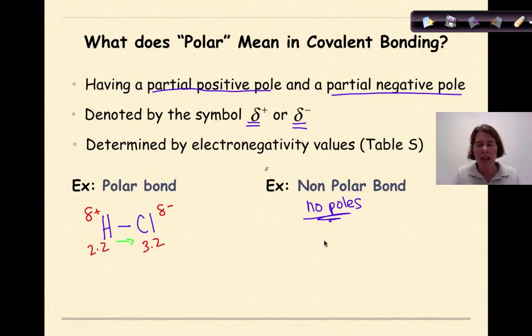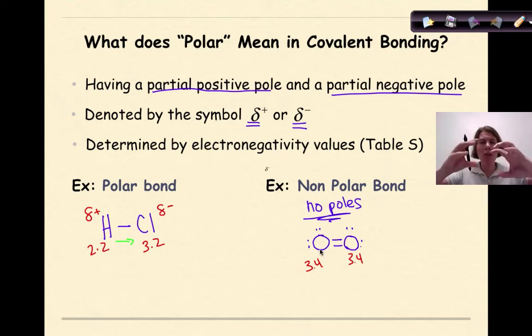So if we looked at oxygen, diatomic oxygen has a double bond in between it. So 2 shared pairs and 2 lone pairs per atom. Here the electronegativity values for oxygen is 3.4 and 3.4. Therefore, there's equal pull by both oxygen atoms on those shared electrons in between them. So there's no poles between those 2 oxygen atoms.